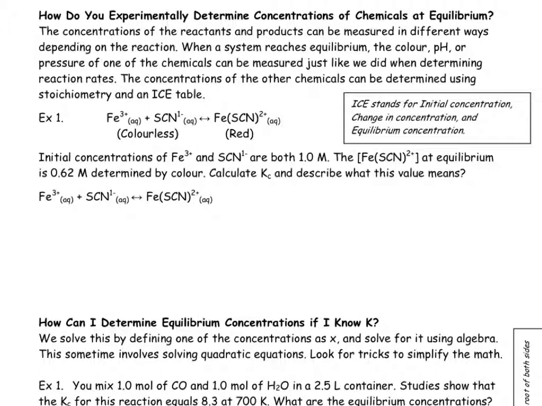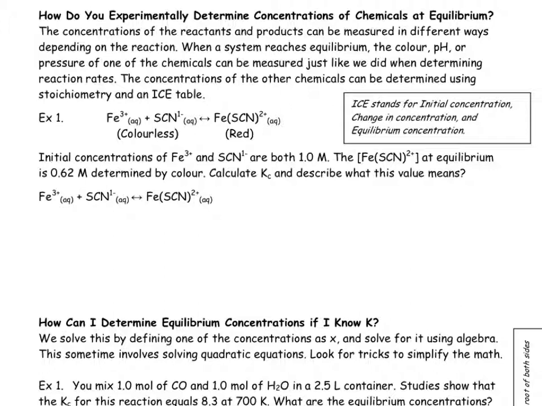When a system reaches equilibrium, the color, pH, or pressure of one of the chemicals can be measured, just like we did when determining reaction rates. The concentrations of the other chemicals can be determined using stoichiometry and a trick known as an ICE table. Here's an example.